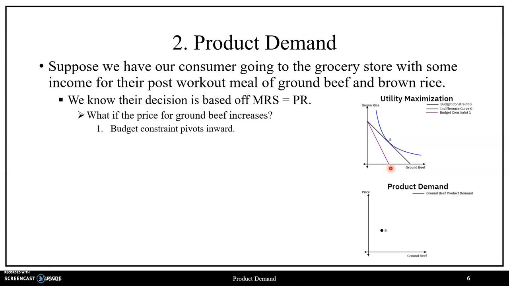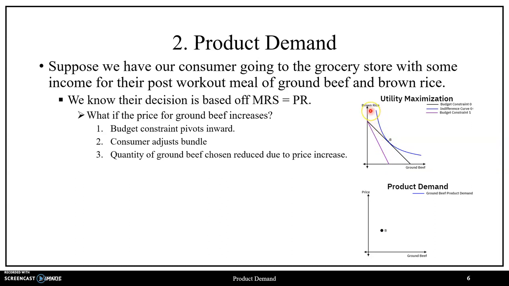So then in terms of their decision-making process, they update their bundle, where given this new budget constraint, they find the new highest level of utility that's compatible with it, which in this case is going to be indifference curve 1 with budget constraint 1, giving us point A, where at point A we have a new quantity level in terms of brown rice and ground beef for our post-workout meal, where we see that brown rice and ground beef have decreased given this increase in the price of ground beef.